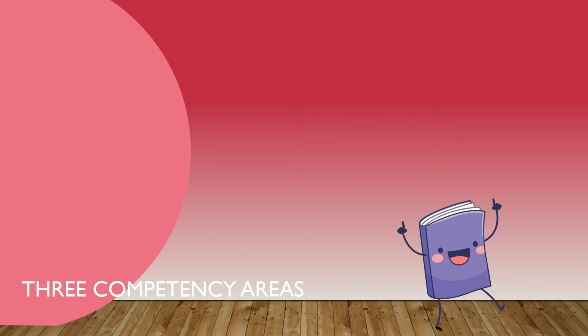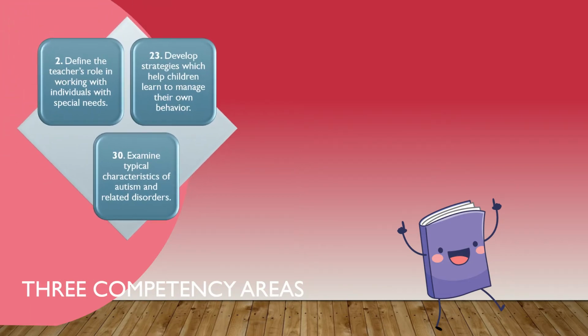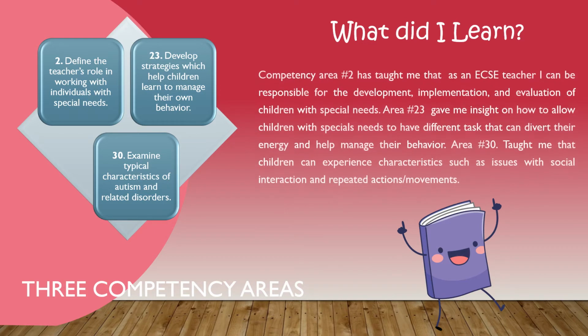So the three competency areas that I have learned are: number 2, define the teacher's role in working with individuals with special needs. Number 23 is develop strategies which help children learn to manage their own behavior. And number 30 is examine typical characteristics of autism and related disorders. So what did I learn from these three competency areas?